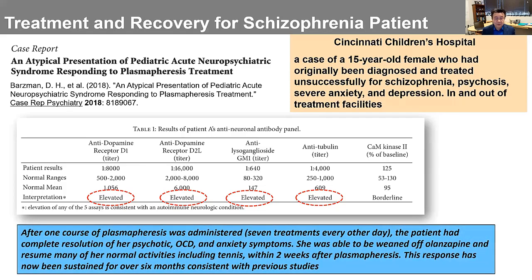What he said was that after one course of plasmapheresis was administered, the patient had complete resolution of her psychotic, OCD, and anxiety symptoms. She was weaned off of olanzapine and resumed many of her normal activities, including tennis, within 2 weeks after plasmapheresis, and the response has been sustained over 6 months. We read the study, we contacted him, asked him for a sample that we could test post-treatment. We ran that, and all of her antibody levels were back to normal.